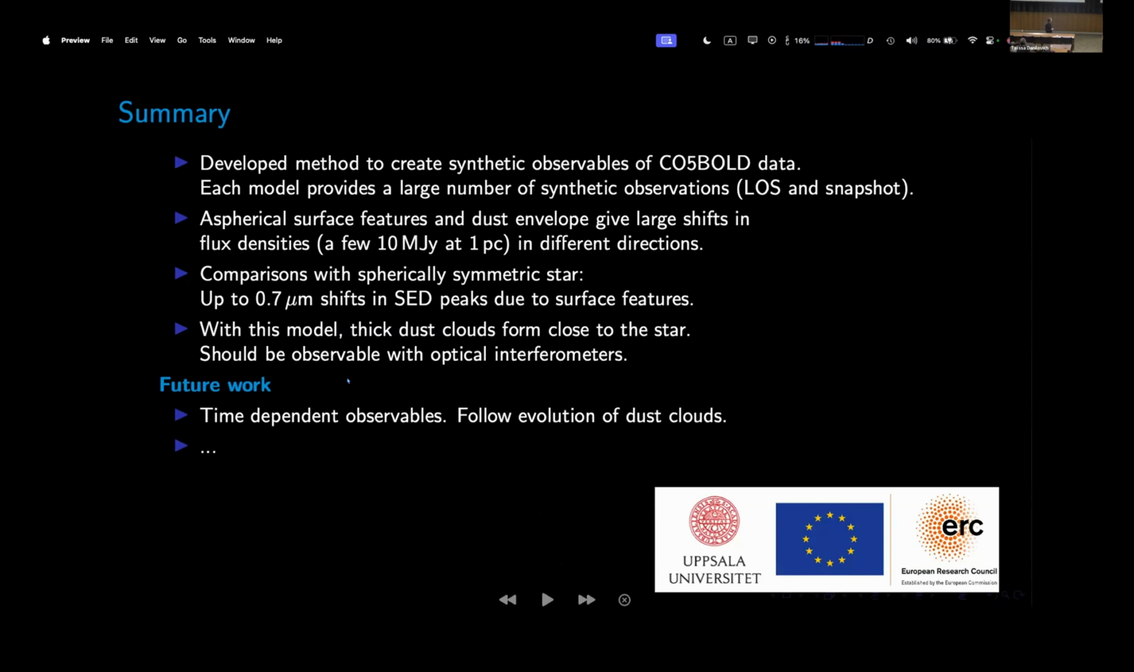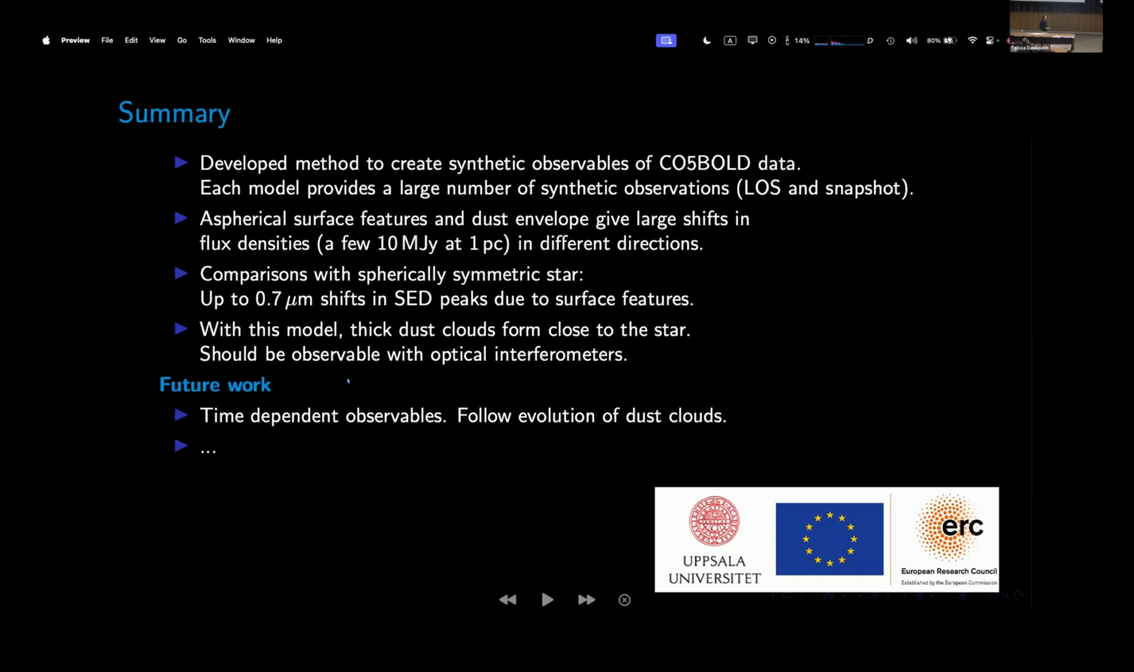There are large shifts in the flux densities due to both surface features and dust around the star, depending on which direction you're looking at. And there are differences between using a spherically symmetric star and a non-symmetric star. With this model, we do see very thick dust clouds being formed above the star. If they exist around other stars in reality, they should be possible to observe. It should be possible to detect and resolve.